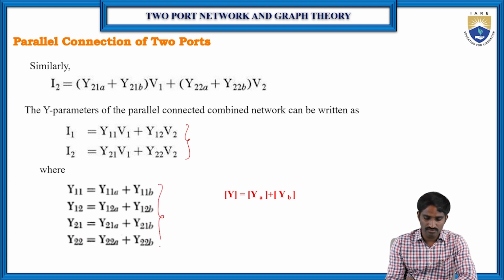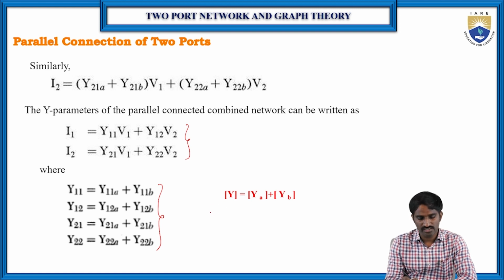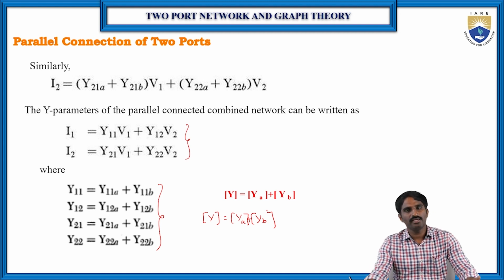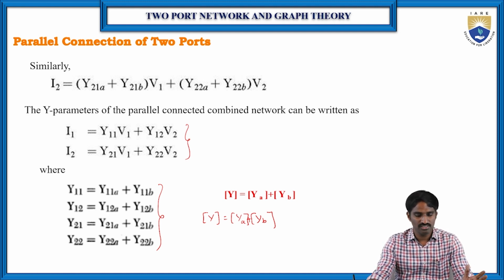From this relation, you can conclude that when admittance parameters are connected in parallel, the admittance parameters Y is equal to YA plus YB. So in the case of the parallel connection, the resultant network admittance parameters are equal to the sum of the admittance parameters of the individual networks. This is how to find the parameters of the resultant network.